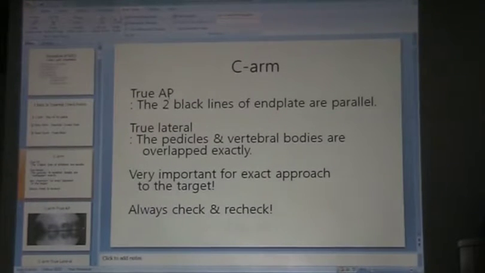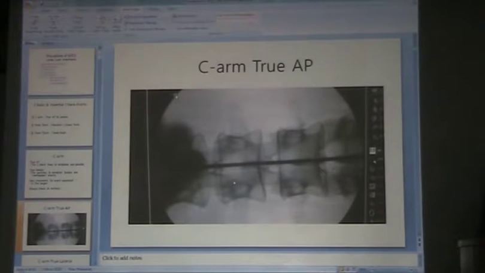Very important for exact approach to the target. And you must always check and check. This is an example of CM through AP view. The two black vertebral lines are parallel.